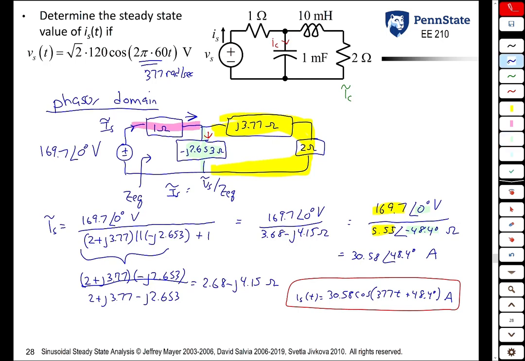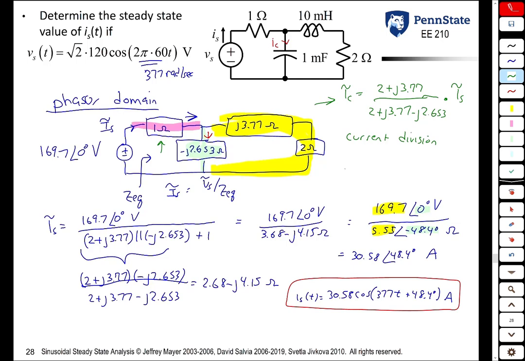So IC we could express as the opposite impedance, 2 plus J3.77, over the sum of the two, 2 plus J3.77, minus J2.653. All of that times this IS phasor that we solved for already. It's current division in the phasor domain. Notice that this 1 ohm resistor here does not show up in this equation on the right because we know IS already.